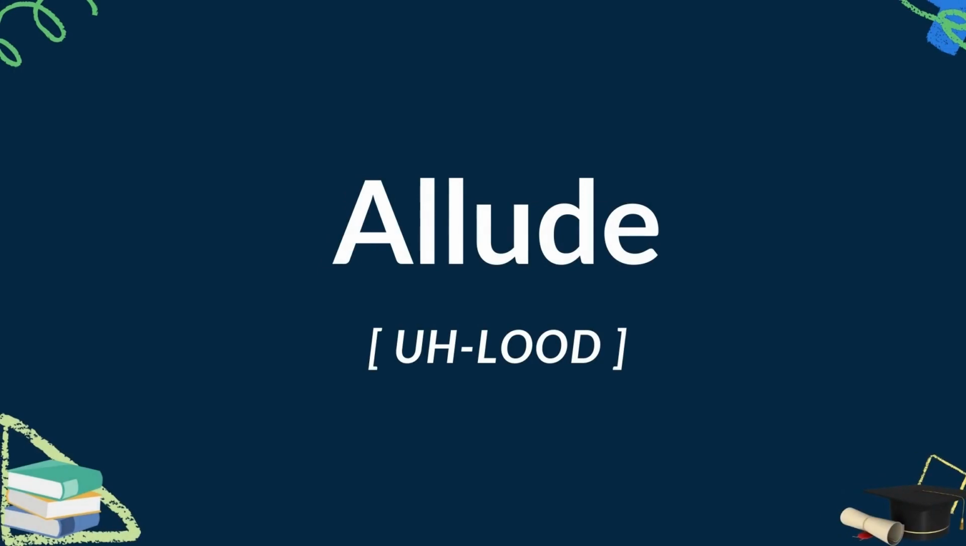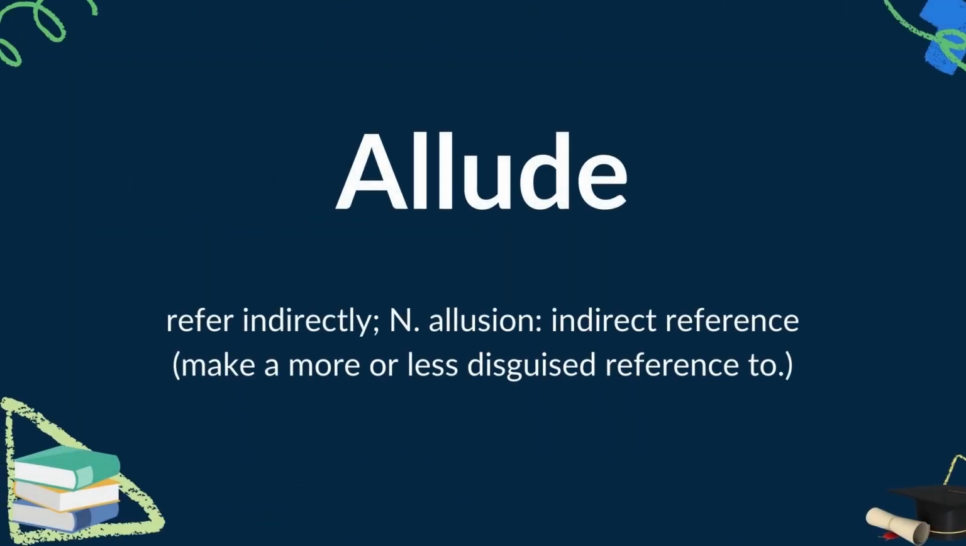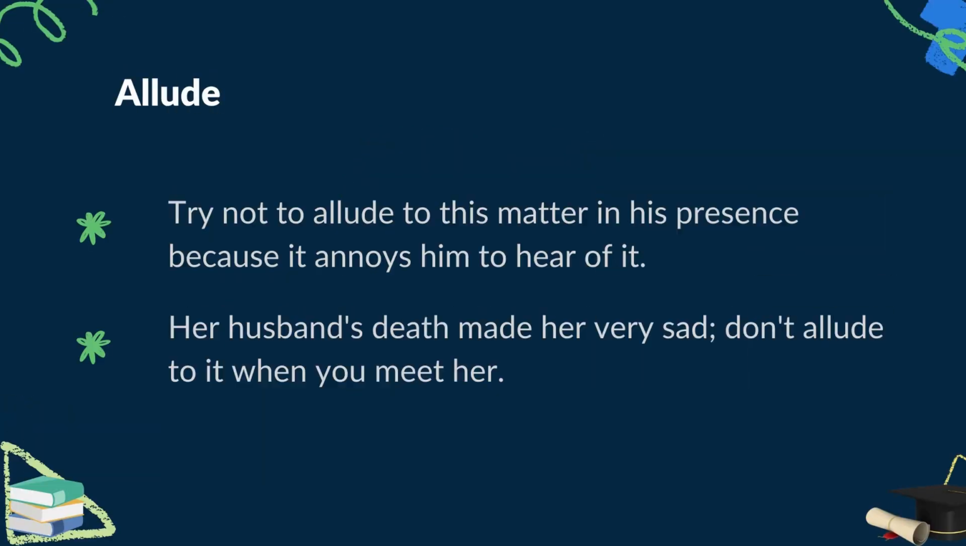The next word is allude. Allude means refer indirectly, make a more or less disguised reference to. The noun for allude is allusion, which means passing reference. Here are some ways you can use the word in a sentence. 1. Try not to allude to this matter in his presence because it annoys him to hear of it. 2. Her husband's death made her very sad, don't allude to it when you meet her.